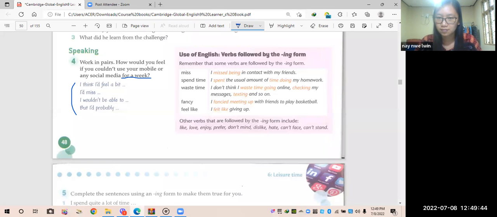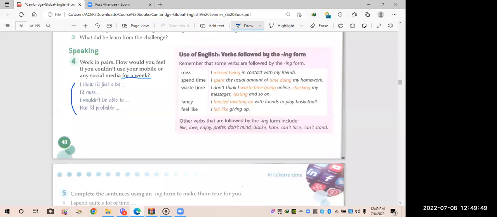So if I have my computer, I can live without my phone. But if I don't have both, I would feel a bit bored, or I wouldn't be able to play games or use any social media.